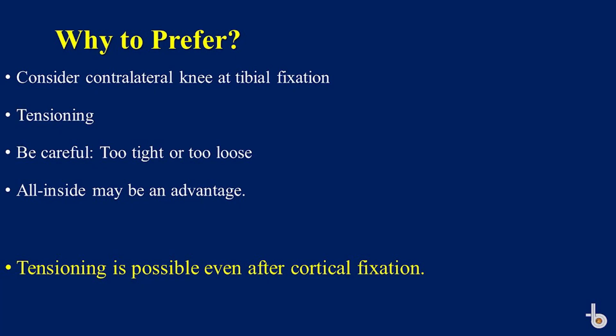Also, during the tibial fixation, I always consider the contralateral side. Tensioning is very important. If a patient has a hyperextension in the other knee, when you reconstruct the ACL, you should have hyperextension in this knee too. Otherwise, a professional football player, even with 5 degrees of loss of extension, cannot run and return to the same level. So in the all inside technique, it may be an advantage. Tensioning you can consider at the end, even after cortical fixation.